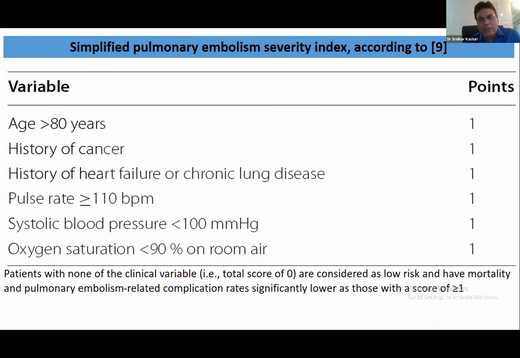The PESI score is also simple to analyze. You see age more than 80, history of cancer, history of heart failure. One point to each: age more than 80, 1 point; history of cancer, 1 point. You just calculate the total number. If more than 1, definitely it comes under high risk. Resting saturation less than 90 also puts them in the risk group. If none of the factors are there, definitely they come under low risk.